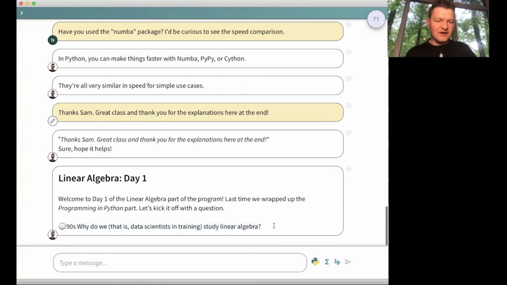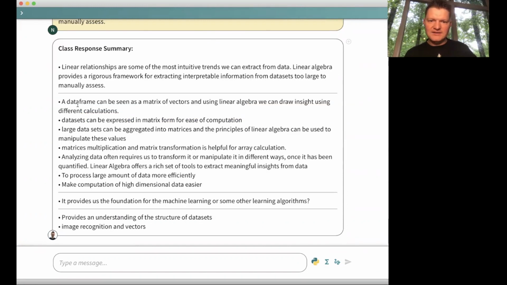Why do we study linear algebra at all as data scientists or data scientists in training? What does it do for us? Yeah, this is great. It's interesting. People really focused on one particular idea here, which is a little bit different from the direction I'm going to go with it, but it's a great point. Yeah, so I'll share what everyone said so we can talk about it together. But yeah, let's take a look at some of these answers.